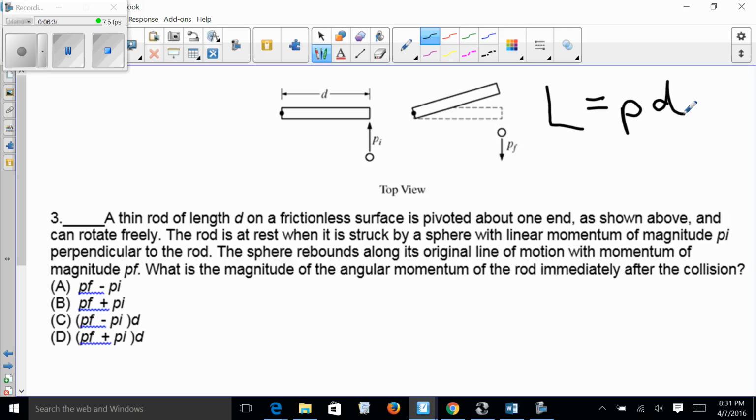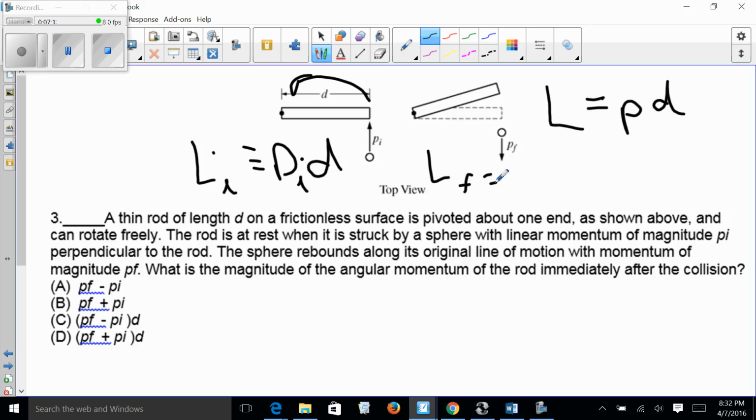So we could say the sphere originally has, so L initial equals PI times D, and since that's going to cause the rod to rotate in the counterclockwise direction, we can call that maybe the negative direction. But then when it bounces off, the rod is moving in the counterclockwise direction, so the final angular momentum has to equal the opposite direction. So clockwise, PFD.